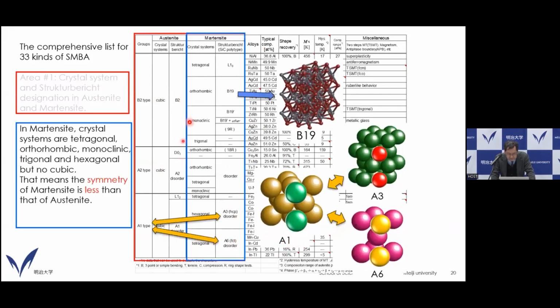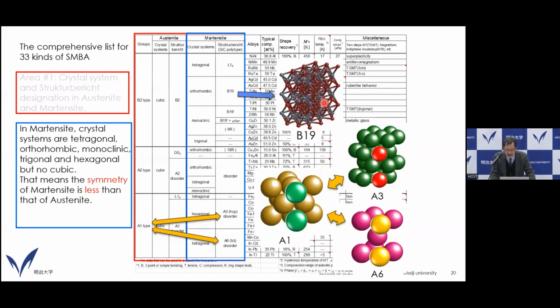This area shows the crystal system and crystal lattice structure in martensite phase. The crystal systems are tetragonal, orthorhombic, monoclinic, trigonal, and hexagonal. But you can see that there is no cubic. That means the symmetry of martensite is less than austenite. Please look at these figures. They show the crystal system of each unit cell.